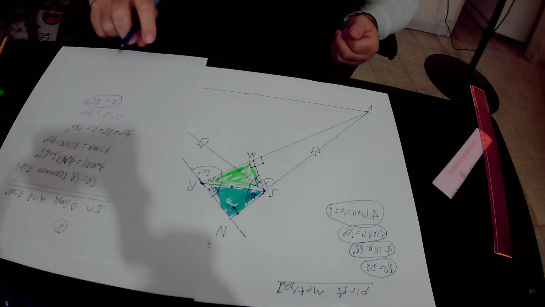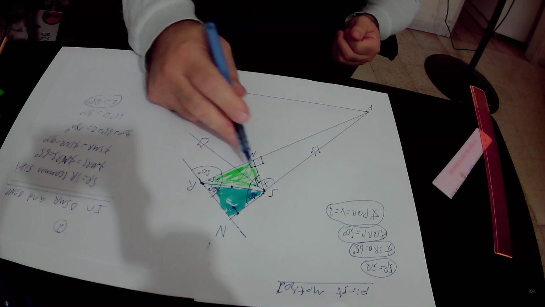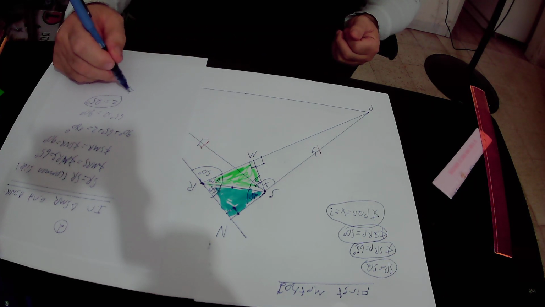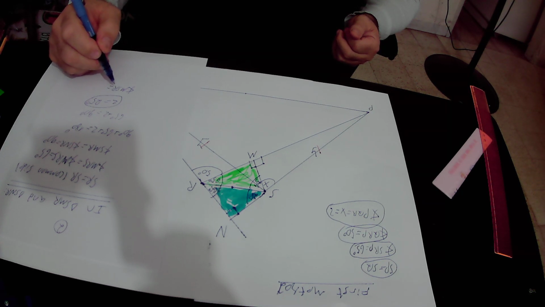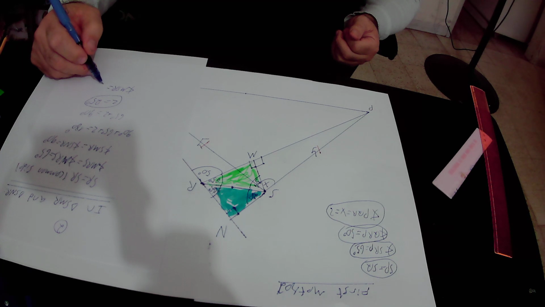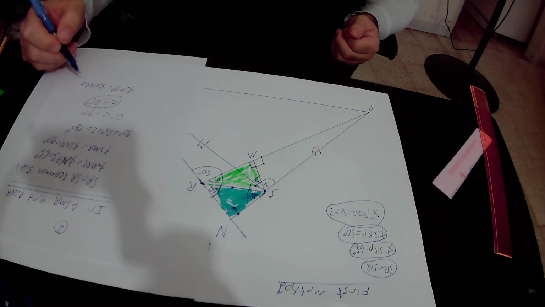So we actually also found out that angle MSR in the green triangle is equal to angle NSR in the blue triangle, and both angles are equal to 25 degrees.